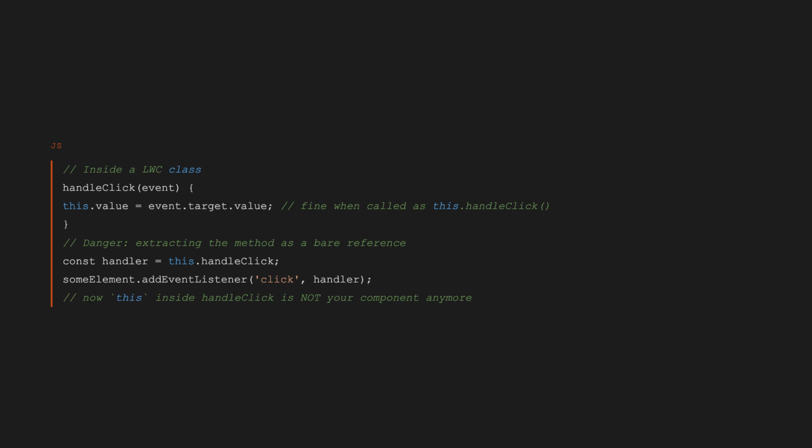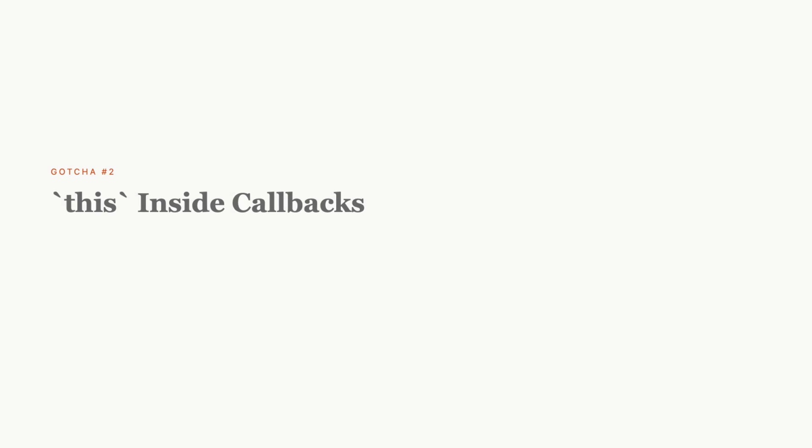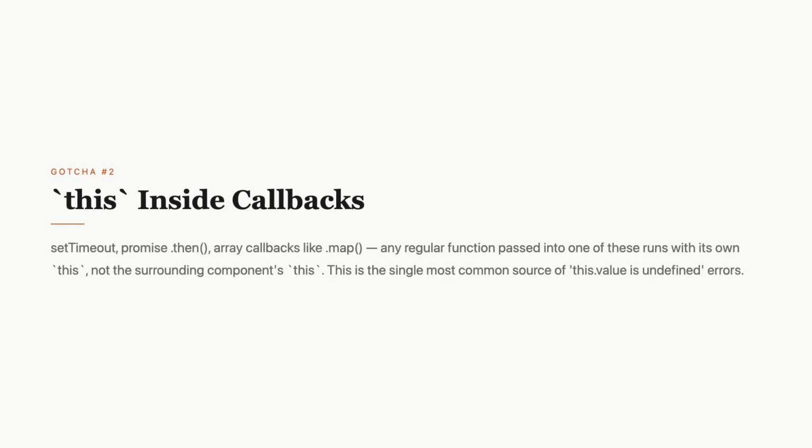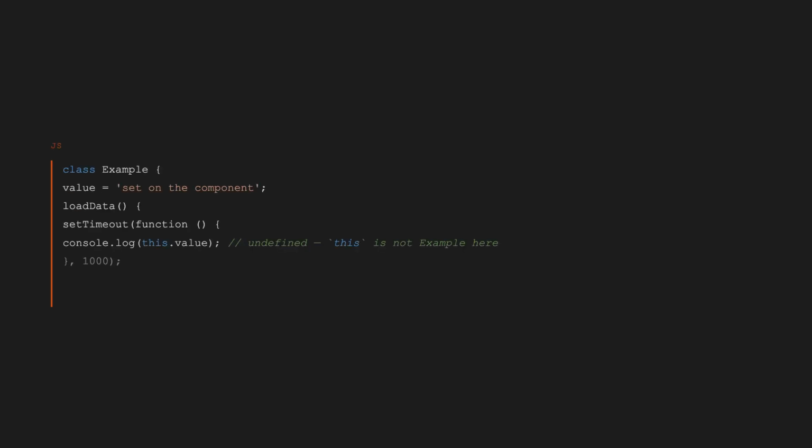Here's the fix, and it's the single most useful fact in this whole session. Arrow functions don't create their own this. They borrow it from the enclosing scope at the moment they're written, not the moment they're called. That one property fixes both gotchas you just saw. Same broken example, one change. Swap the regular function for an arrow function inside setTimeout. Now this.value correctly logs "set on the component", because the arrow function inherited this from loadData's scope, where this was already the class instance.